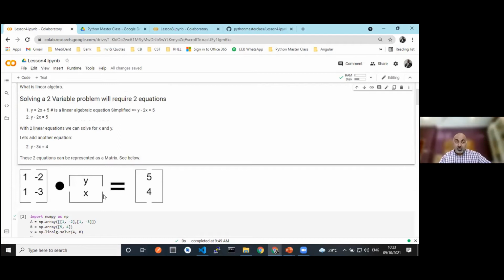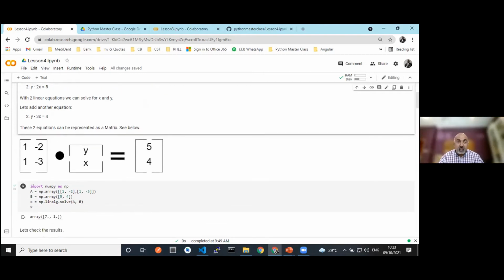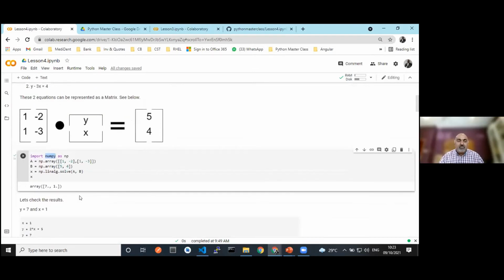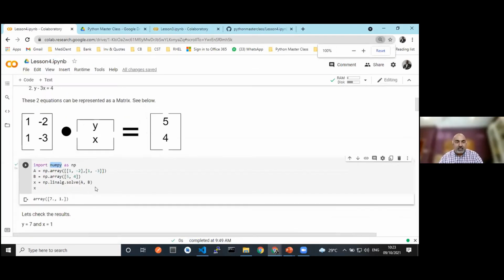We don't have to go through this entire process of calculating it by paper anymore. We can use another library called NumPy, and we can just put it in as an array. So please pay attention to the syntax here.